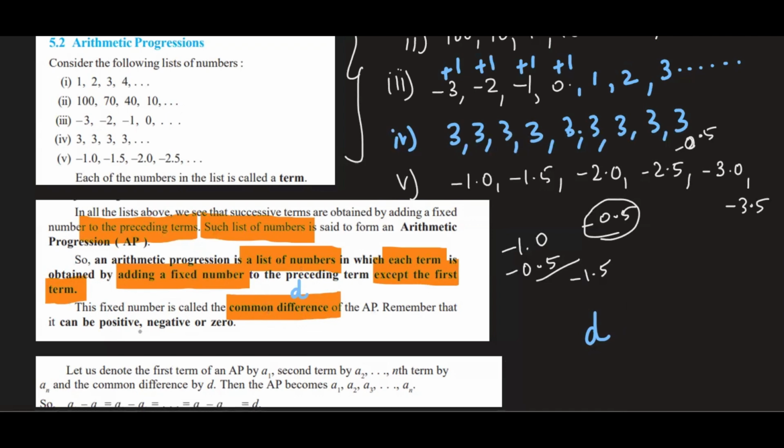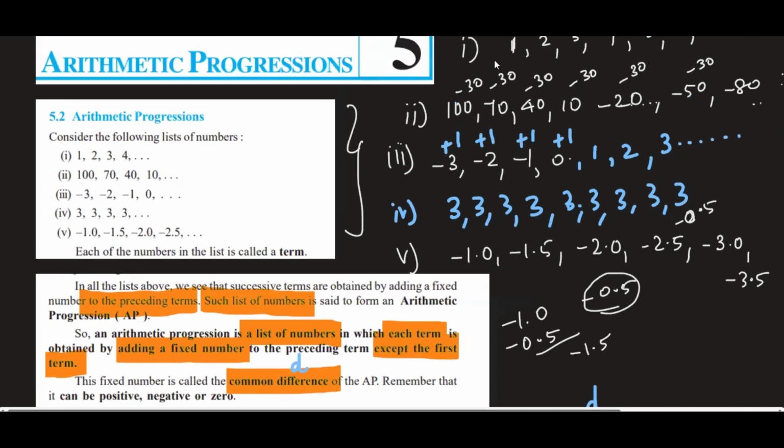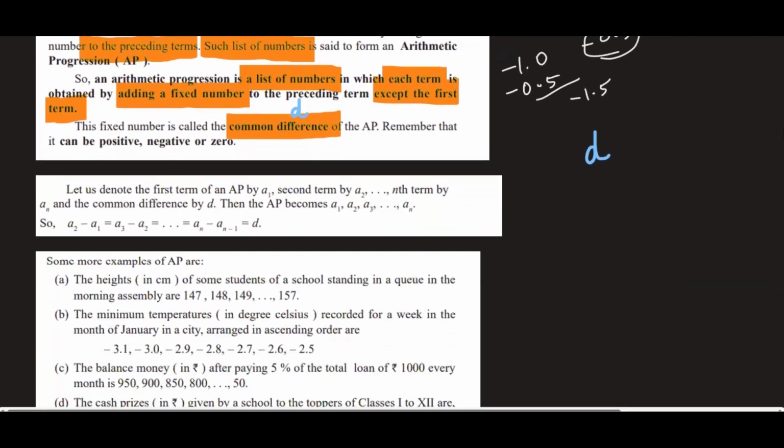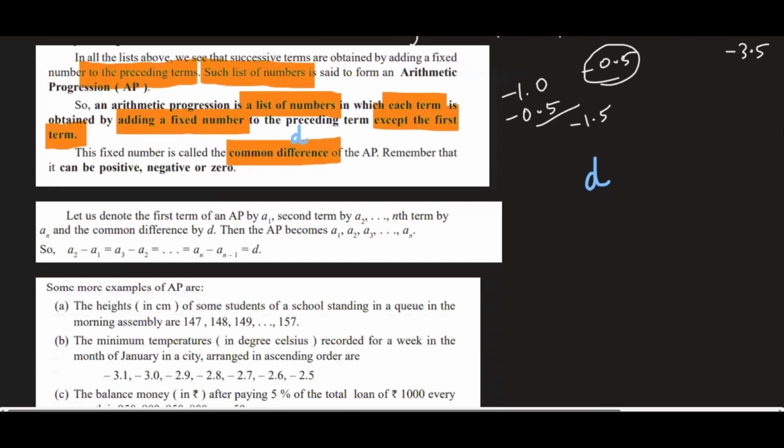Remember that it can be positive, negative, or zero. Obviously, in this example, we saw one is positive, one is negative, and here the common difference d was actually zero. So the common difference is called d, and it can be positive, negative, or zero also. I hope this is clear. Now we'll move on to the next point.